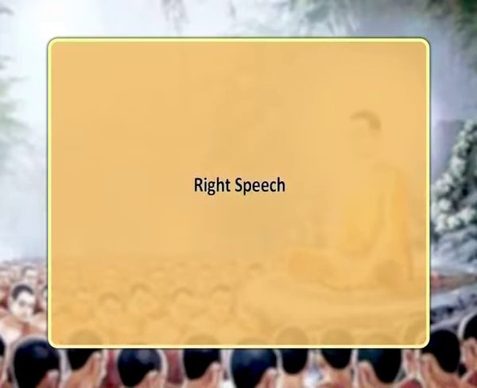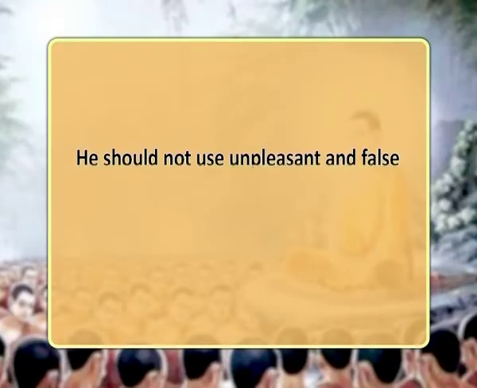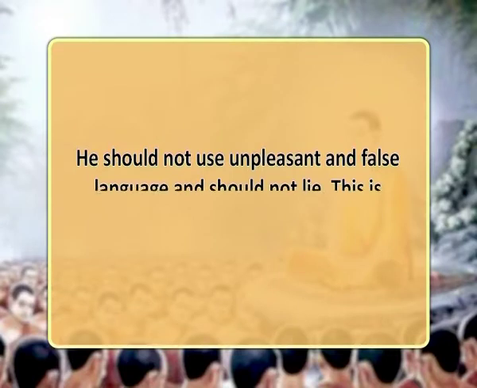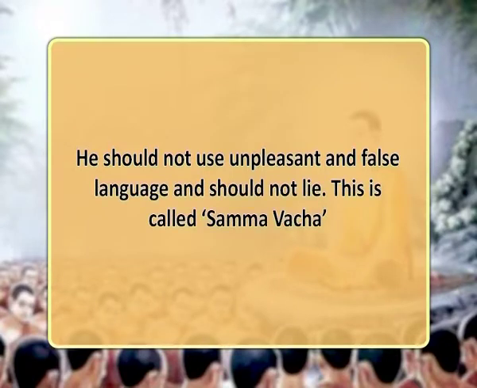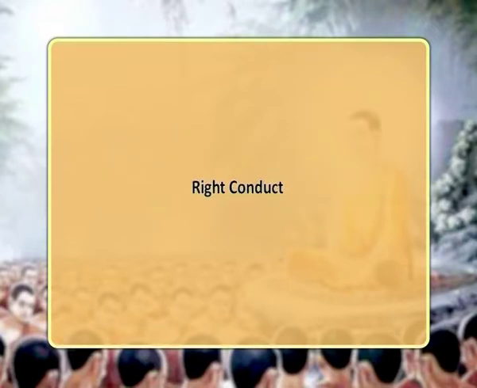Now, the third path, he says, is right speech. A person should have control over his speech, which should be balanced and appropriate to the occasion. He should not speak ill of others. He should not use unpleasant and false language, and should not lie. This is called samavacha. Fourth path is right conduct.